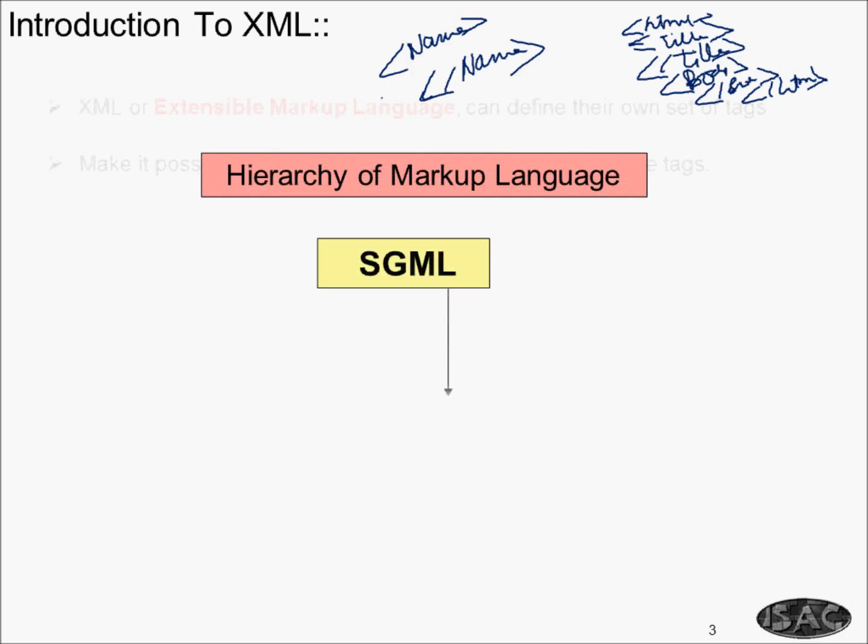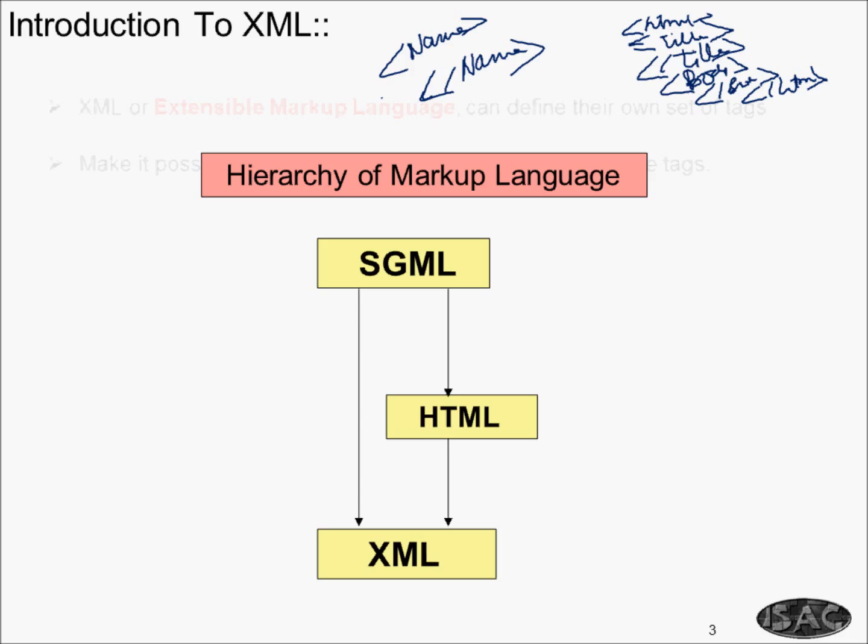Now, if you want to understand XML, let us understand a little bit about the other technologies from which XML has come into this world. There is the Standard Generalized Markup Language, SGML, and from that SGML, HTML was created. And then XML has some properties inherited from HTML and some properties inherited from SGML. Now, what are these? A couple of things.